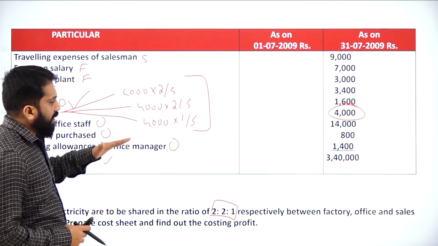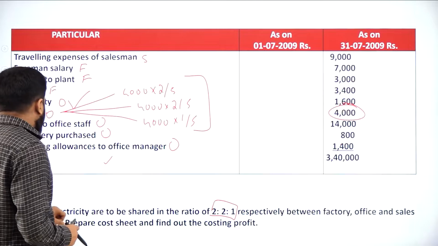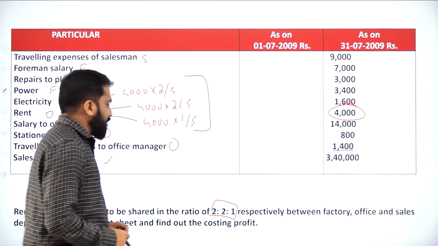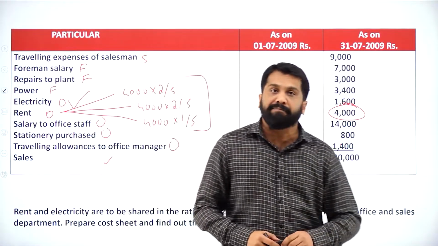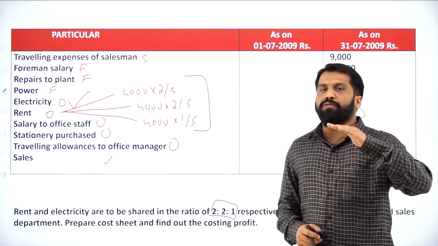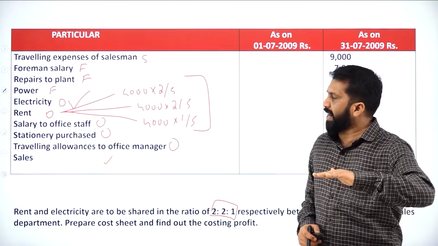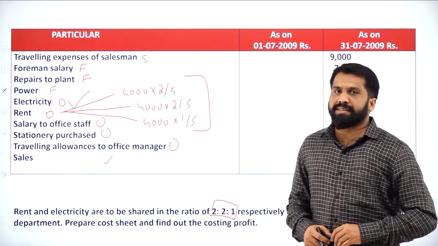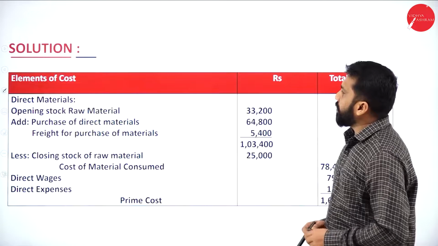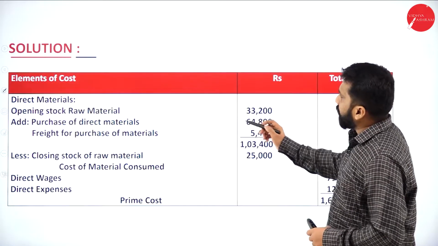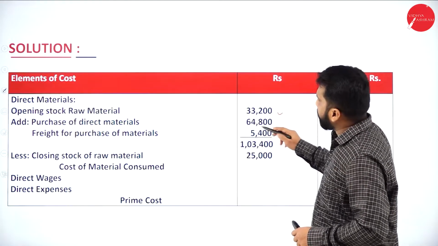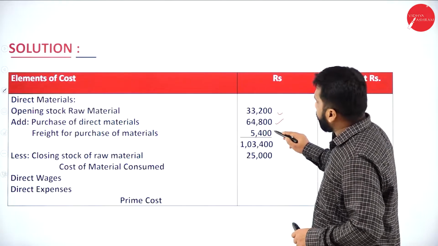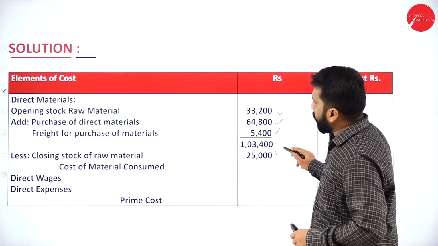Hope you understood up to this, and prepare the cost sheet and find out the costing profit. These are the informations we have. We'll go for prime cost, then we'll go for factory, office, and finally we'll go for your selling and distribution. Now, what is the first one? Like your direct opening stock plus purchases, add your freight charges minus closing.